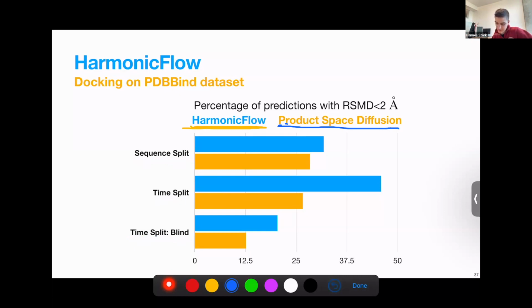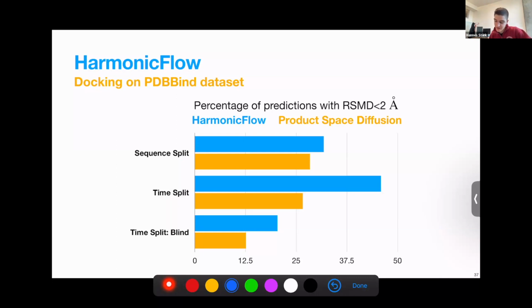Okay, but then maybe this is also promising for exploring this harmonic flow further for actually doing docking. And you could maybe push this to have a large model, to also build a confidence model and really tackle the docking task with it. But that's not what we're doing here.